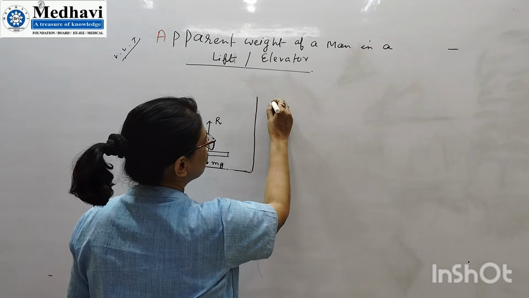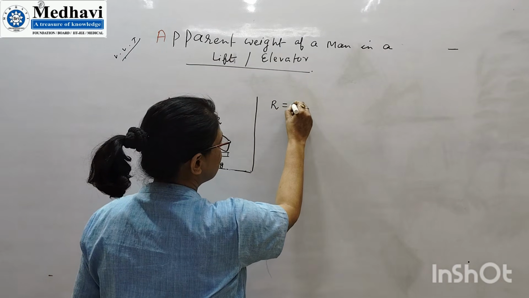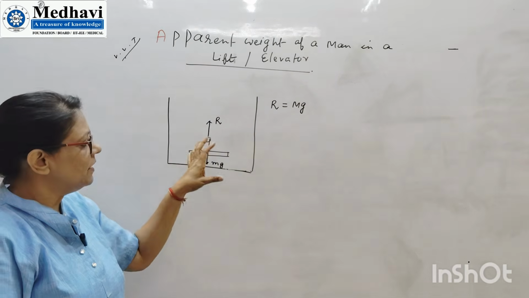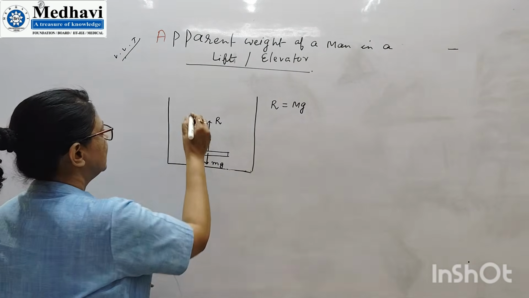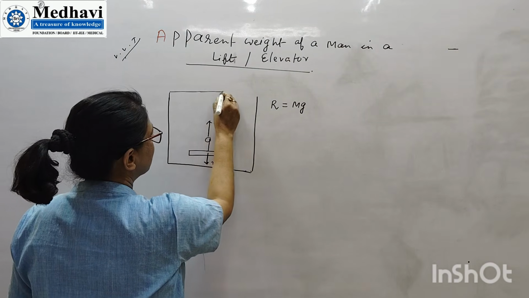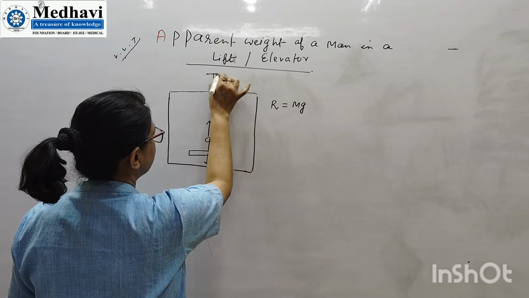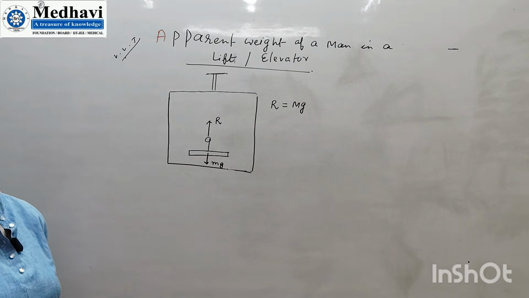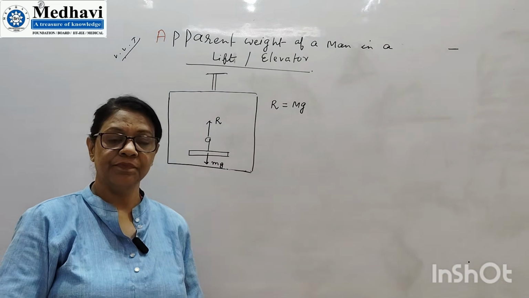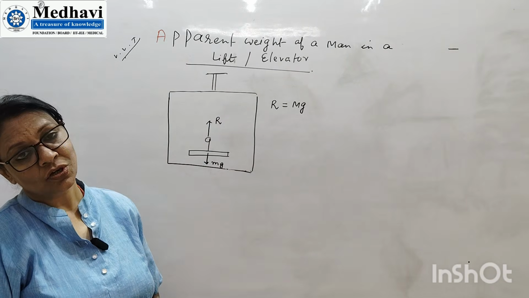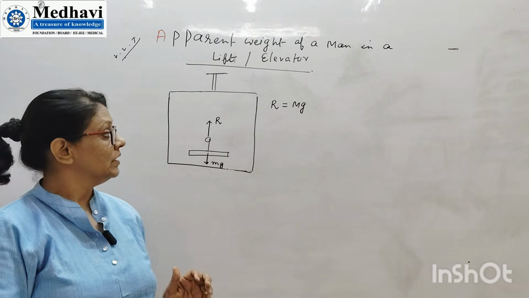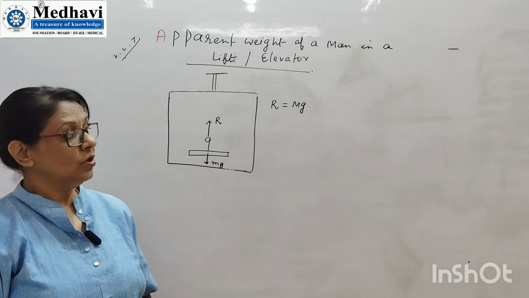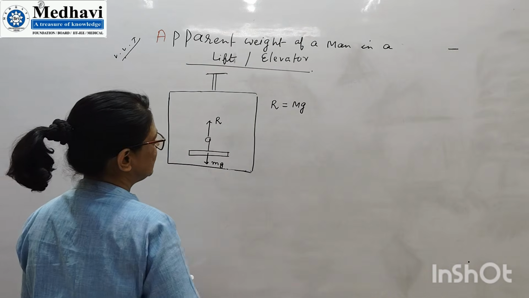So we can say that for the person on the weighing machine, this R must be equal to mg. Now if the entire setup is taken in a lift, what will happen to its weight? Whether it will remain the same, increase or decrease, that we have to see in this part, that is apparent weight. So suppose the lift is at rest.